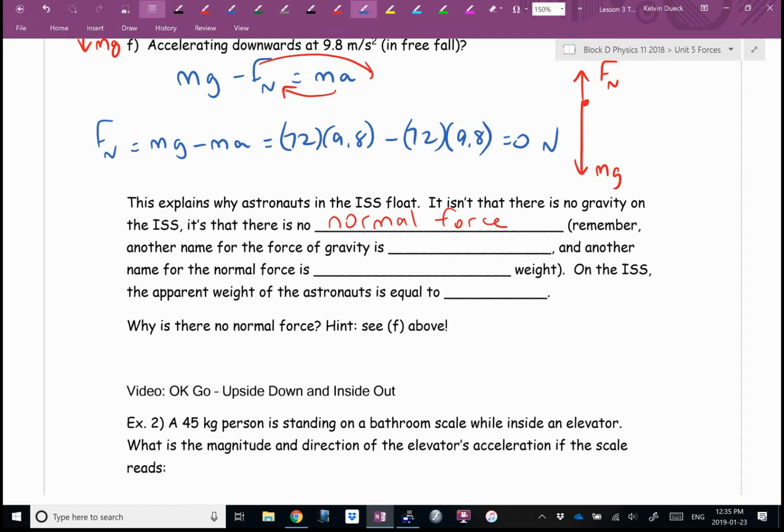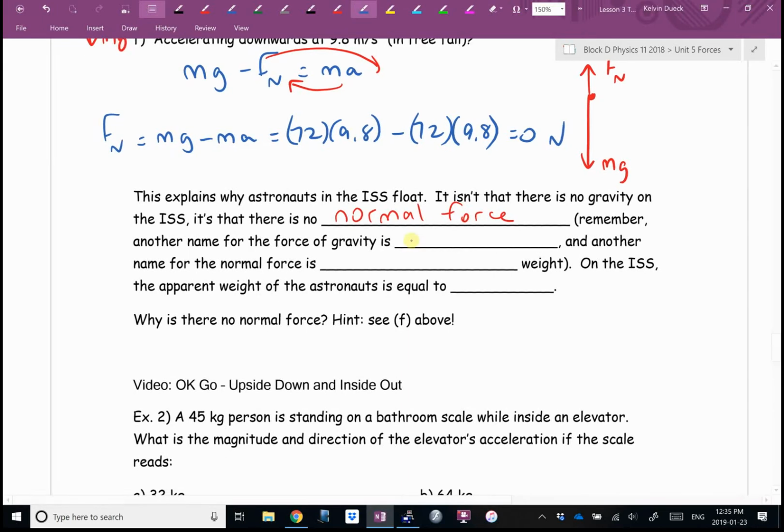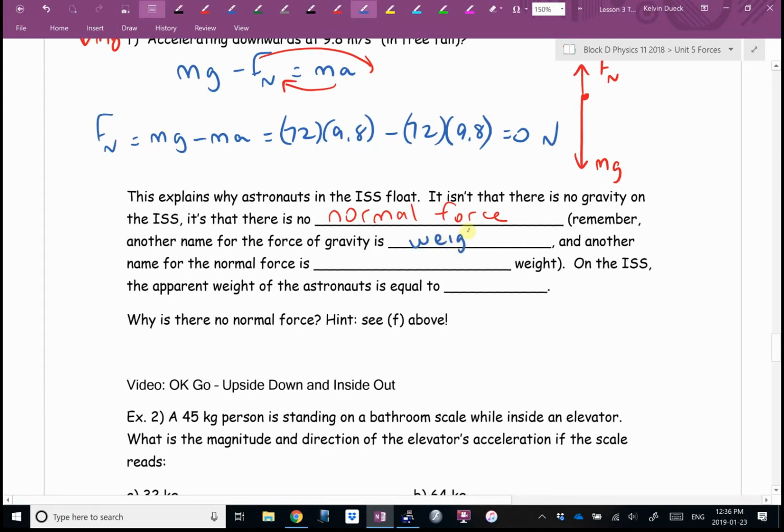Remember, another name for gravity is weight. And another name for the normal force, Rowan, is your apparent weight. What you think you weigh is the normal force. That's why, by the way, Rowan, when you're giving somebody a piggyback, you feel heavier. What's changed? How hard the ground is pushing up through your feet.